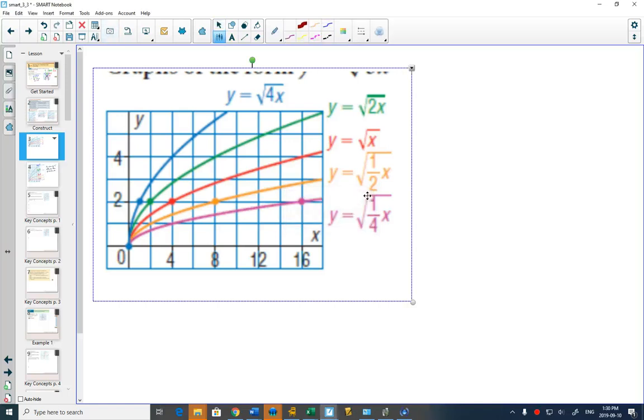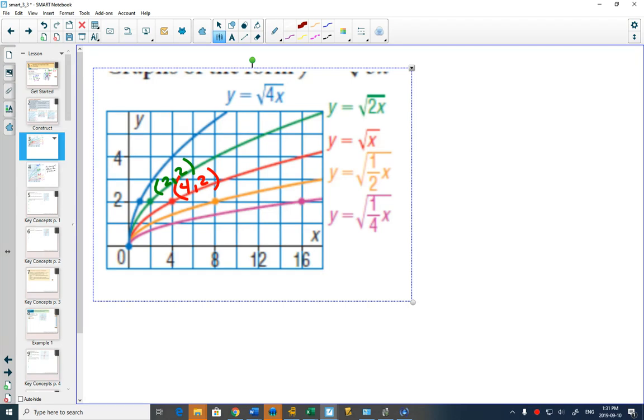Again, the red graph is our regular square root, and the point that they chose to look at was 4, 2. Now something interesting happens with the number inside. Unlike the number outside, which multiplied by exactly what you would think would happen, when I have a 2 inside my graph, the point on that graph is 2, 2. So we notice it's the x value that's changed.